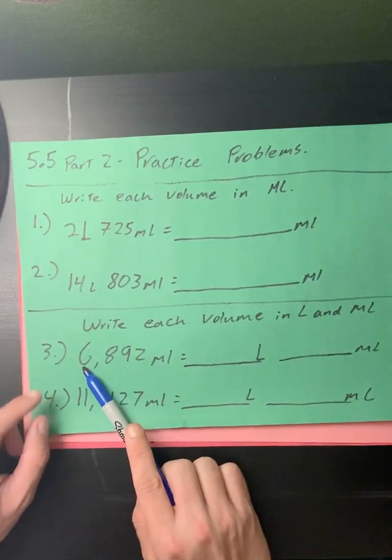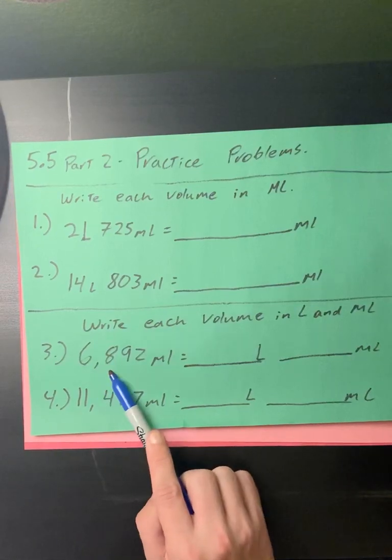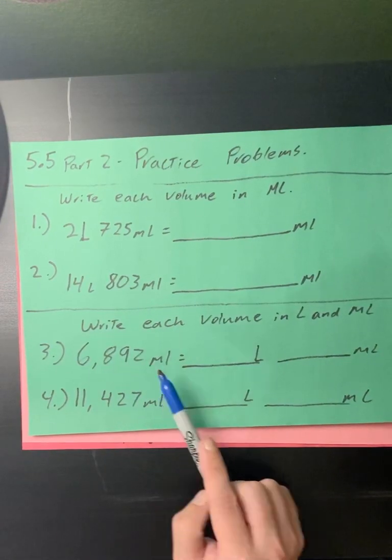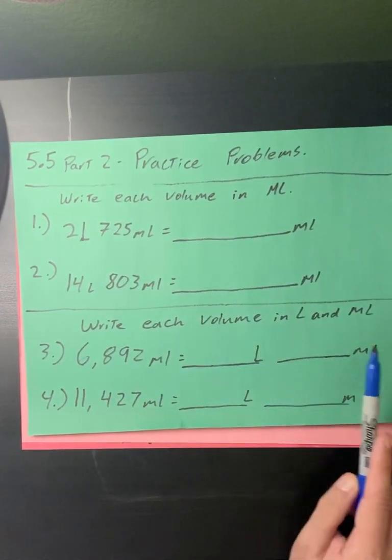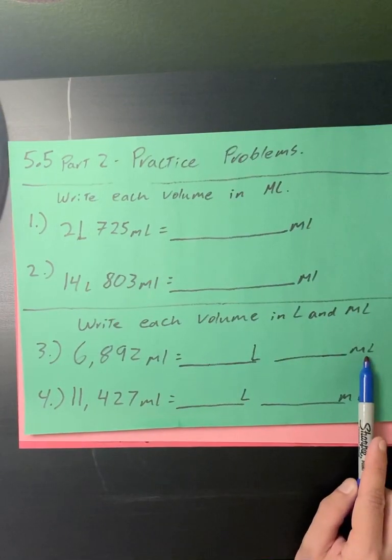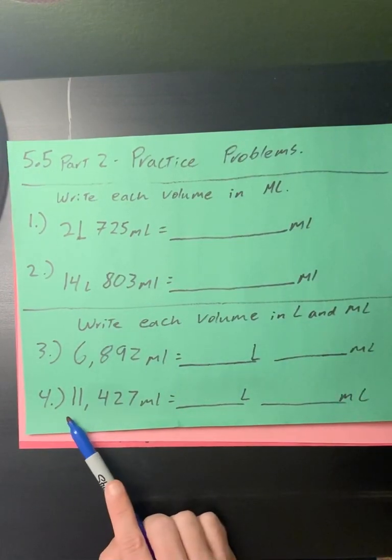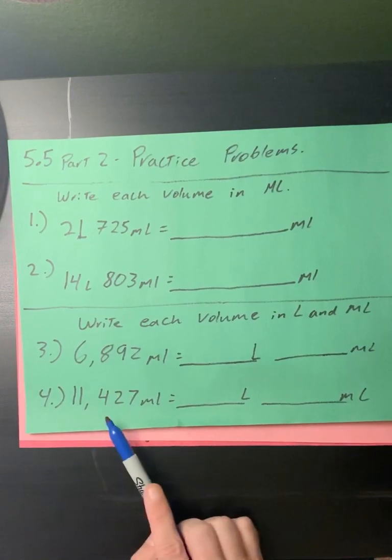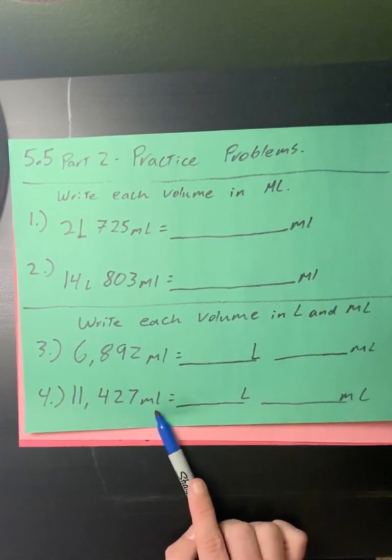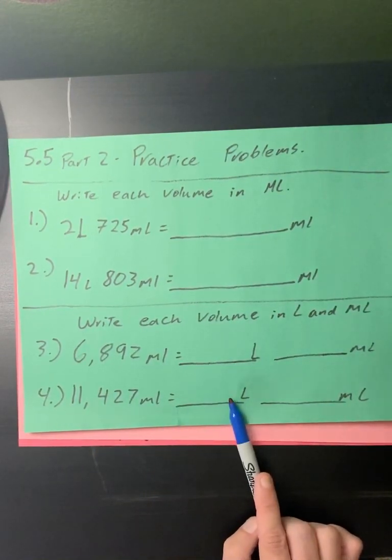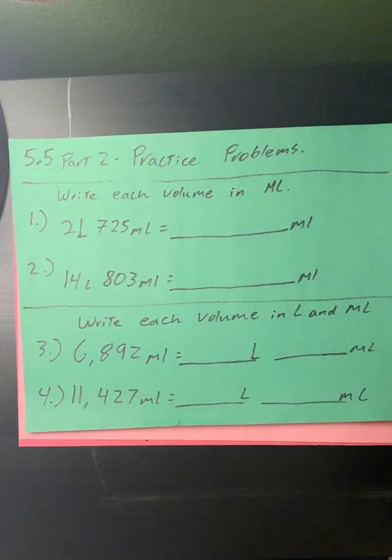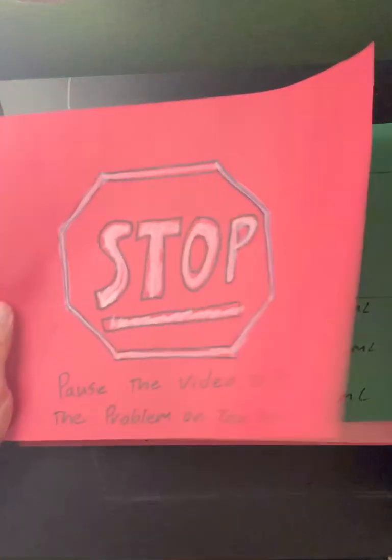For 3 and 4, you will need to write each volume in liters and milliliters. So, problem number 3, 6,892 milliliters is how many liters and how many milliliters? Problem number 4, 11,427 milliliters would be how many liters and how many milliliters? You may pause the video.